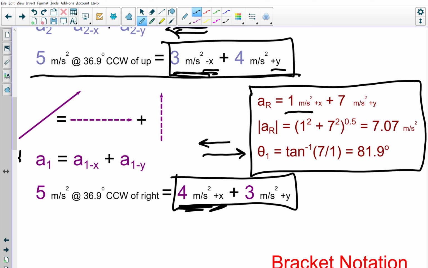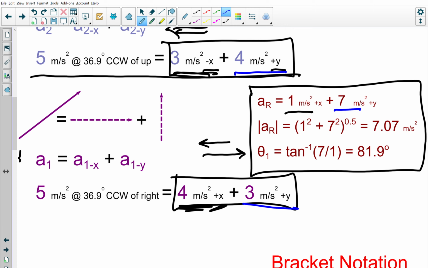You end up with 1 in the positive x direction. And what do you get when you combine 4 in the positive y with 3 in the positive y? You end up with 7 in the positive y. Now, how do you get the resultant?